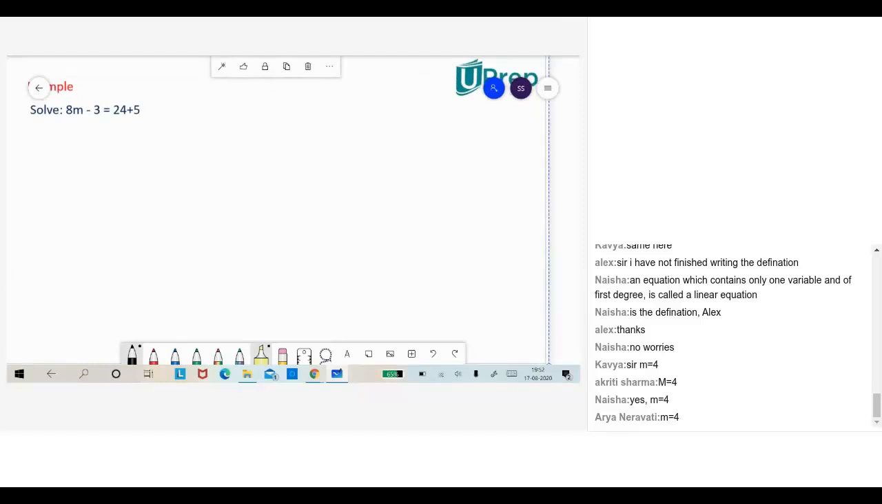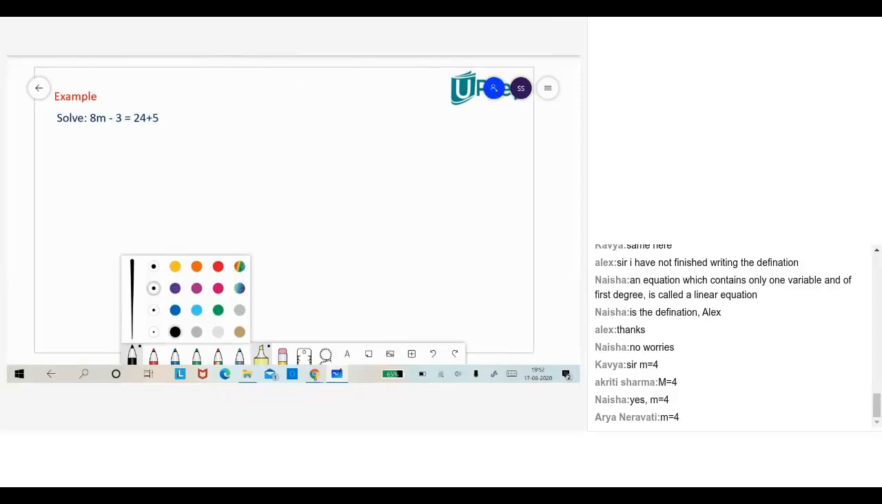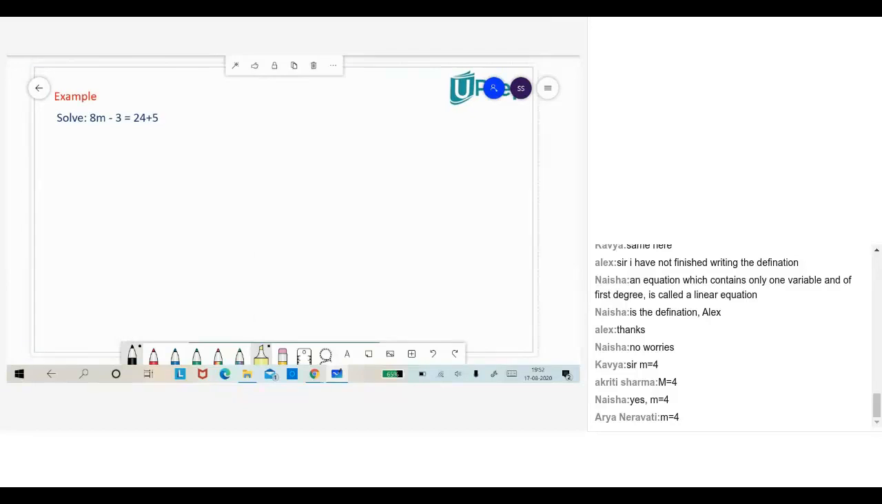What do you do? Obviously, we'll solve for m. Here, it's a linear equation in one variable, m. It's a linear equation in one variable, m. So let's solve that. So what is this? This is 8m.